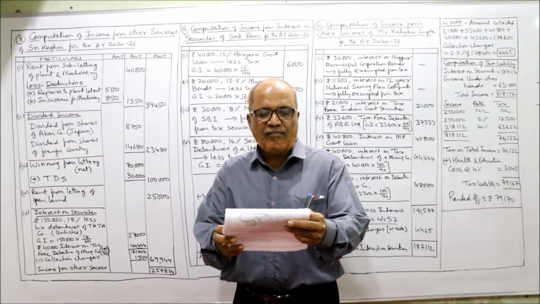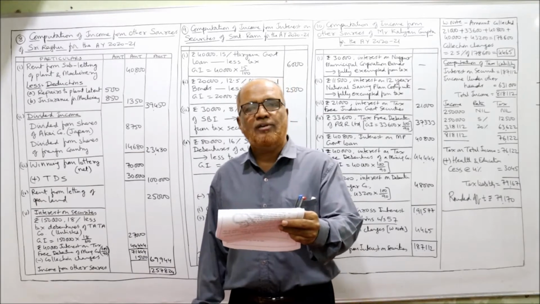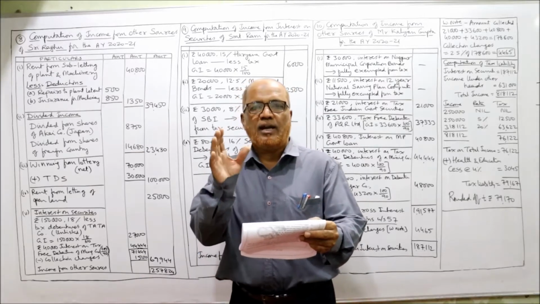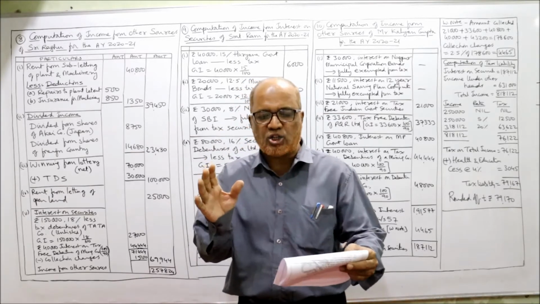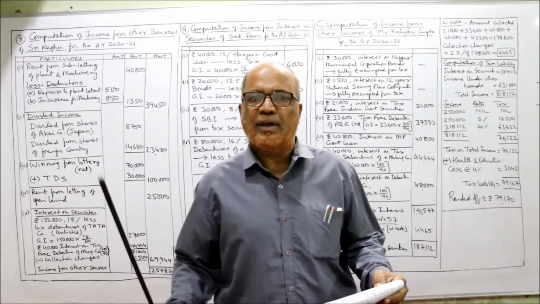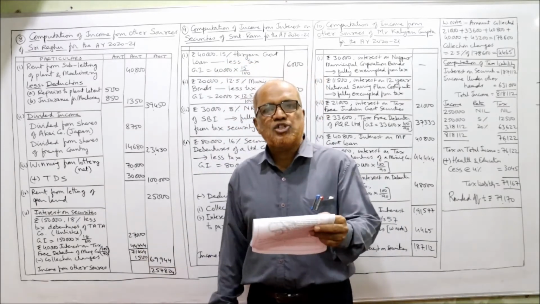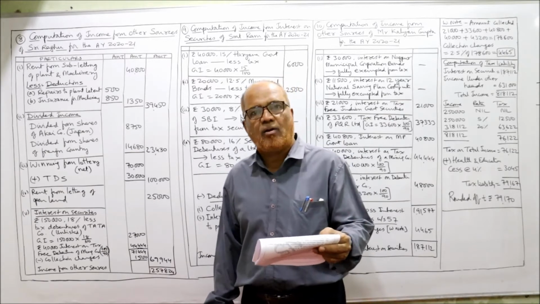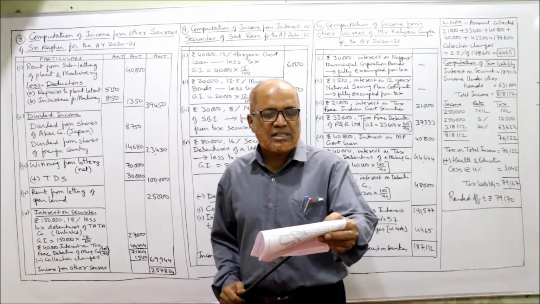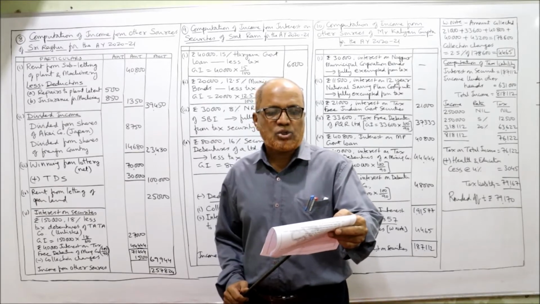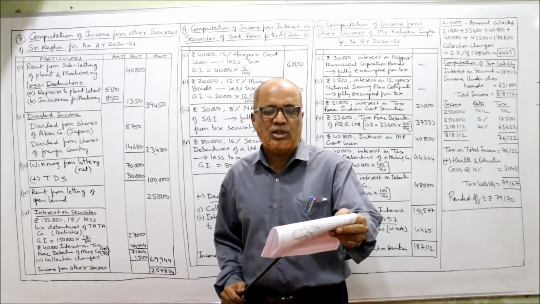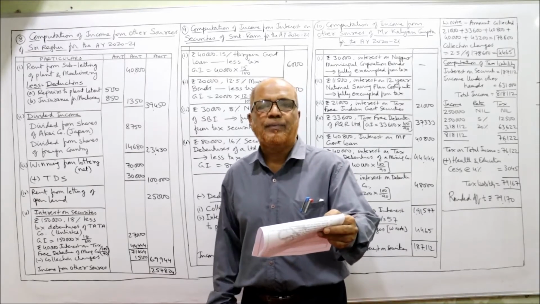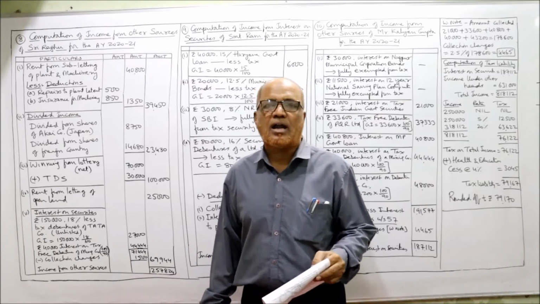First one, rent from subletting of plant and machinery 40,800. The rent from subletting is chargeable to tax under income from other sources. So any expenditure incurred on this subletting of plant and machinery will be allowed as reduction. Here, in the 6th point it is given, repairs to plant let out 500, insurance to machinery 850. So these 2 deductions are allowed.